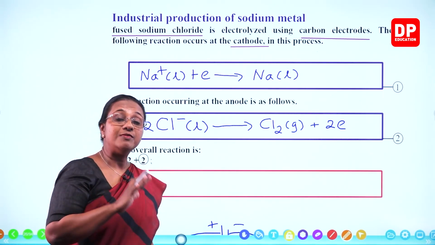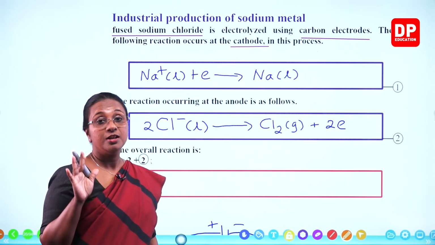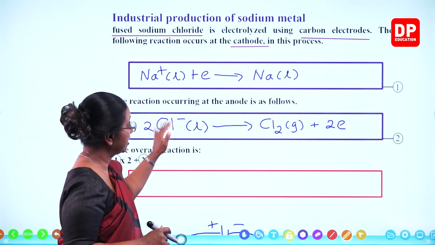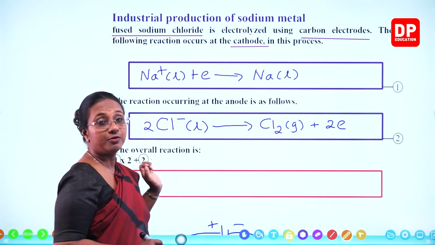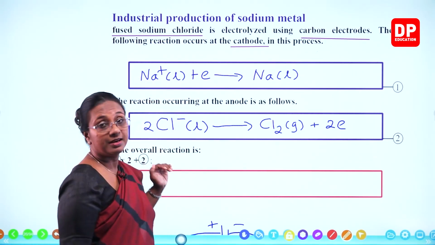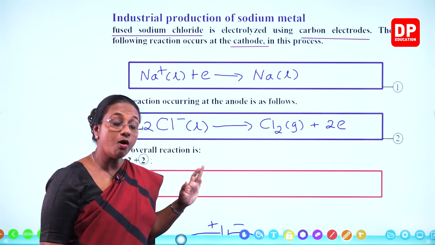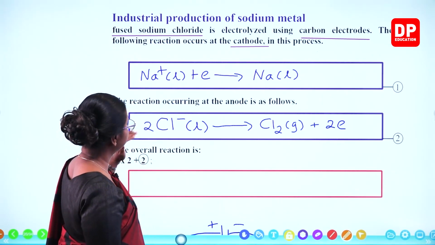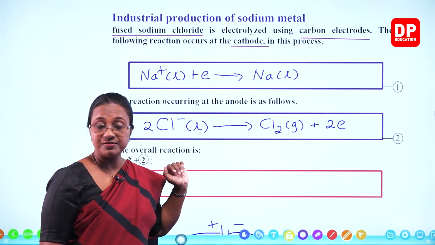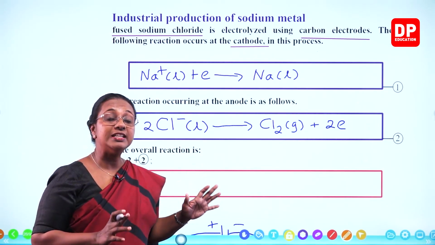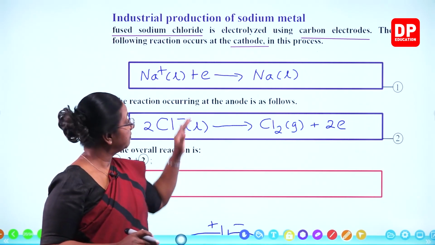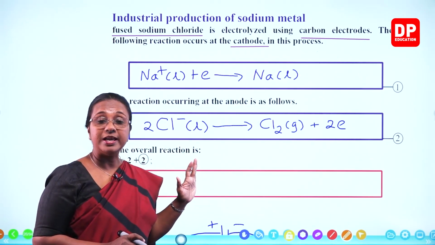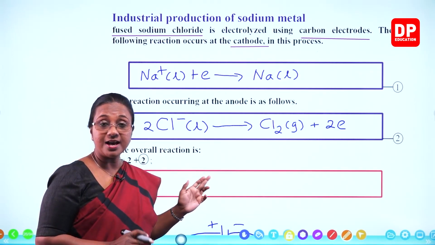Now you all know when we need to balance the equation, when we need to get the cell equation. Now these are the half reactions: cathodic half reaction, anodic half reaction, or ionic half reactions, or what we call half cell reactions. So this is the cathodic half cell reaction. This is the anodic half cell reaction. When we want to get the complete cell reaction, we need to add them together. But before doing that, we have to make sure that the number of electrons are equal.